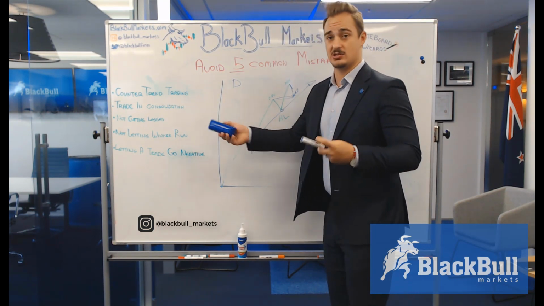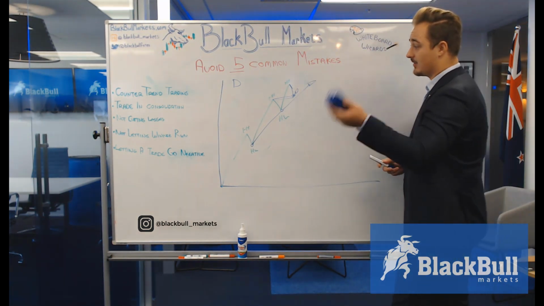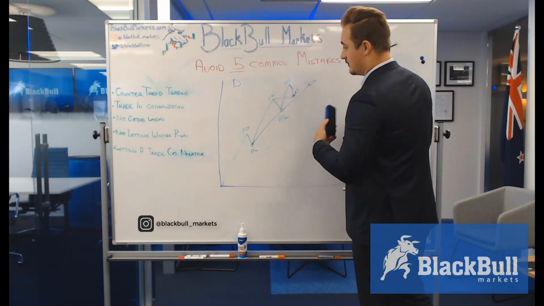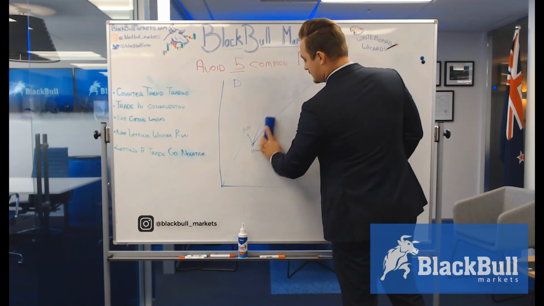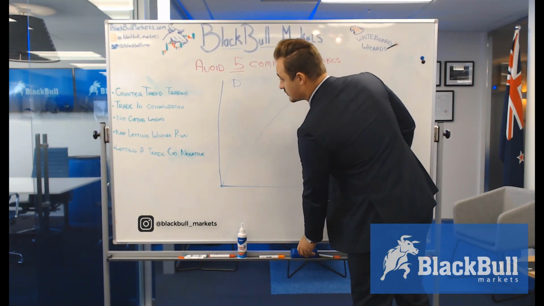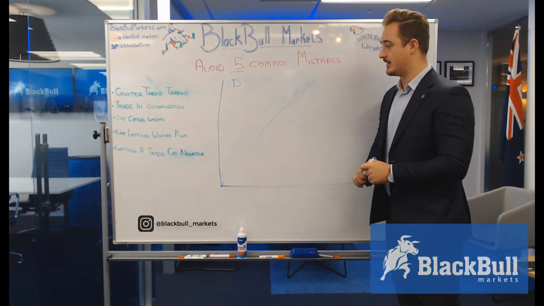We'll just be covering the basics of what not to do. So this is the basics. Counter trend trading, this is how to identify the trend. So always trade with the trend, especially if you're a new trader. Now moving on to the next one, we'll be going over trading in consolidation, what not to do. Now we did a video on that as well.